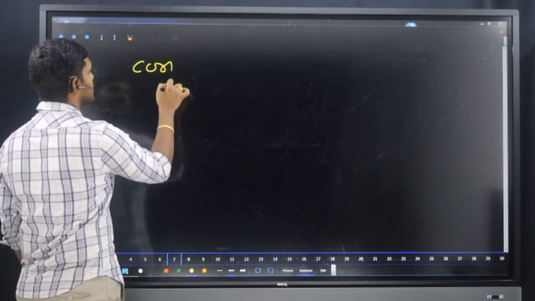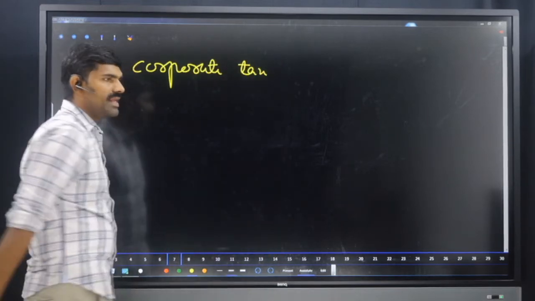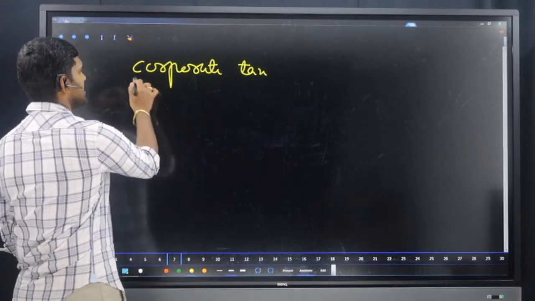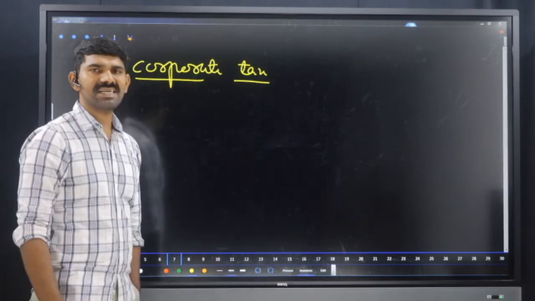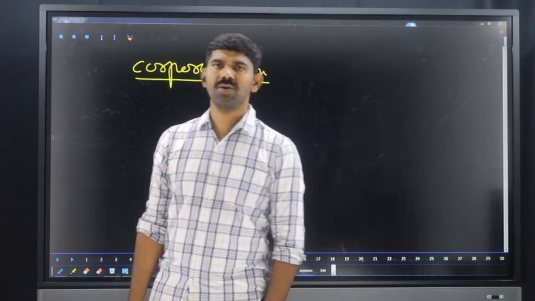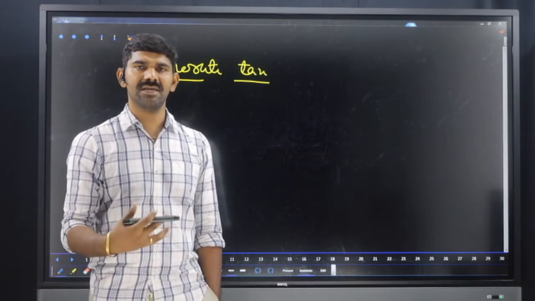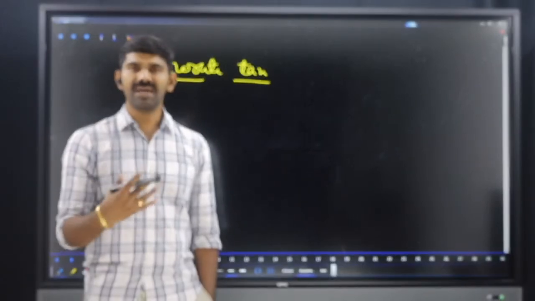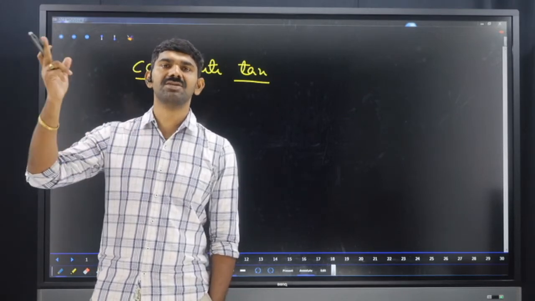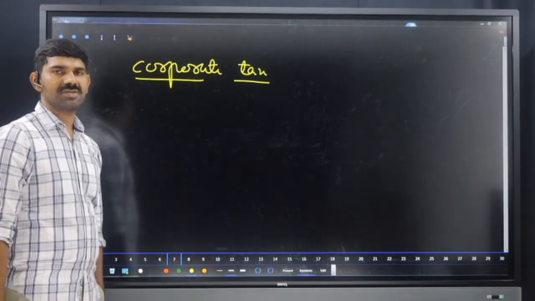The next one is corporate tax. Very, very important. What exactly is corporate tax? See here, corporate tax is a tax imposed on the income of the corporates. For example, you have companies like TCS, Infosys, Reliance. Now these companies earn income, they get revenue, right? Out of the turnover, some of it will be their profits. Whatever profits they are getting, they need to pay some tax to the government, and that tax is called the corporate tax.